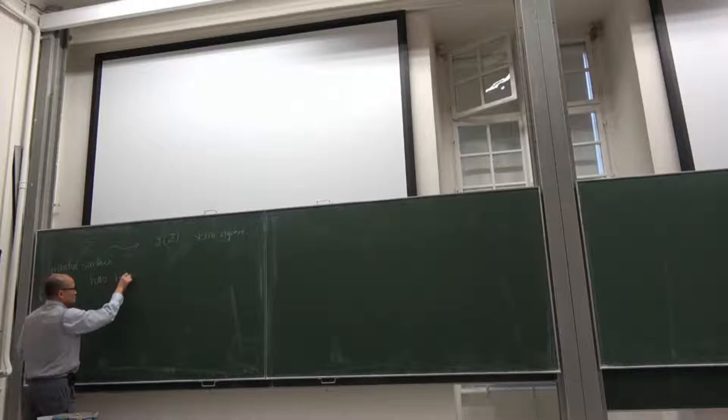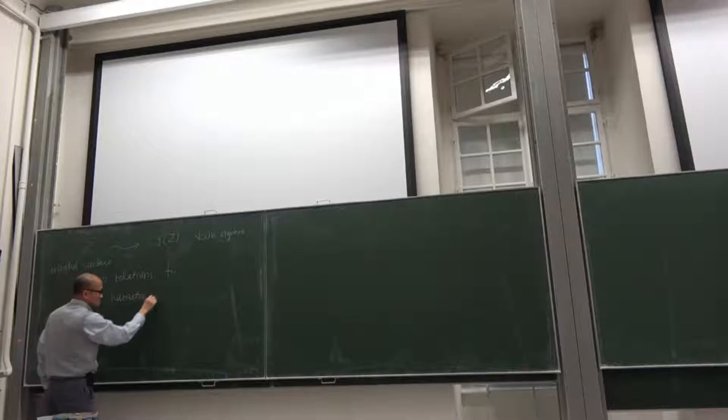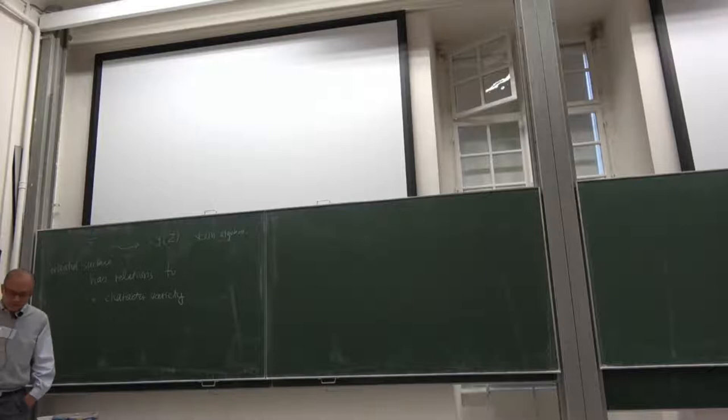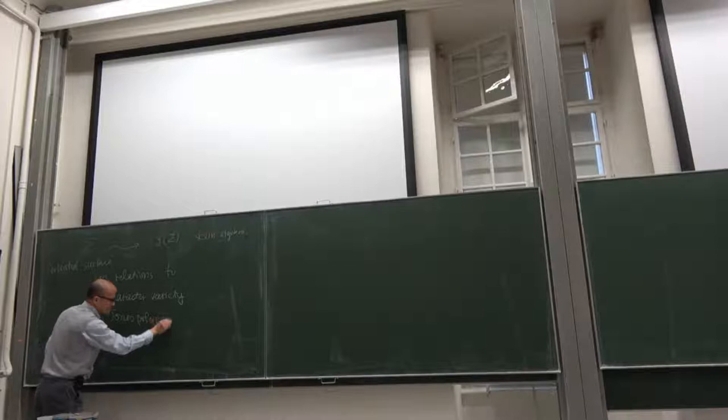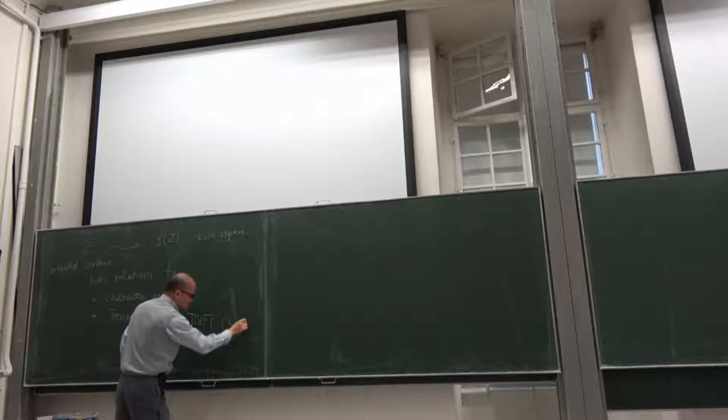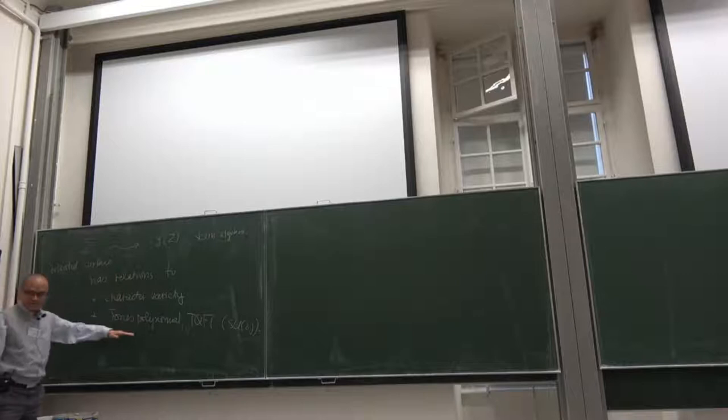This algebra has relations to many interesting objects. First of all, classical objects, which is the character variety, which plays an important role in many branches of math, especially in low-dimensional topology. So this is a classical object. And then it has relation to the Jones polynomial, and then TQFT based on the SU2 group. Actually the definition comes from the Kauffman definition of the Jones polynomial.